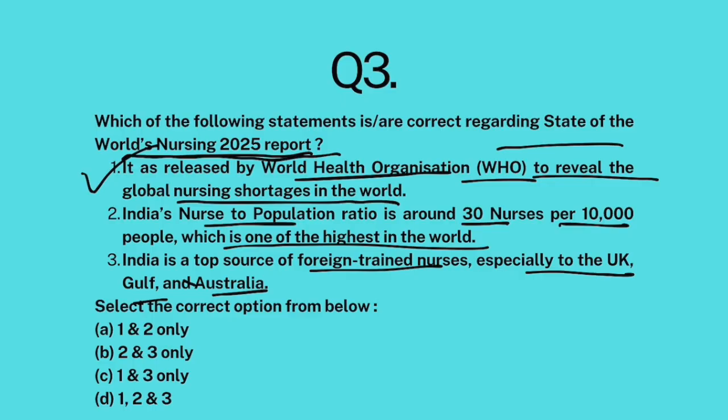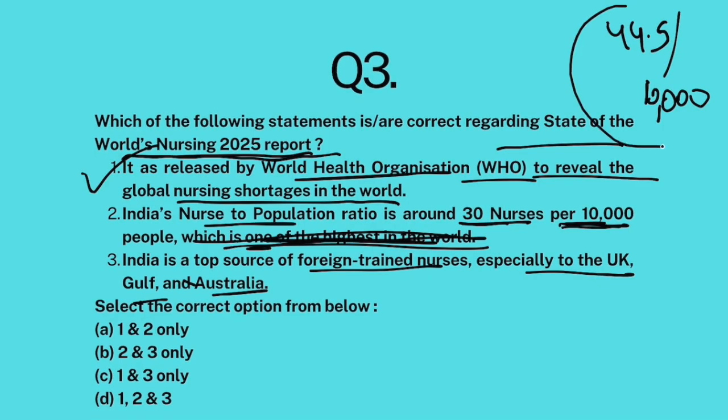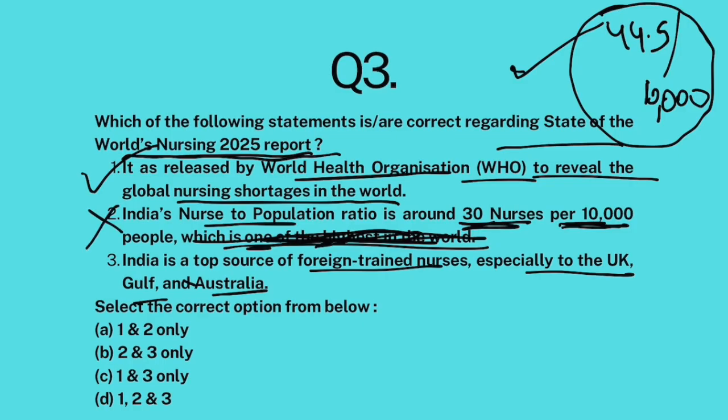Now, as far as India is concerned, India's nurse to population ratio is 30 nurses per 10,000. That is correct. But it is not one of the highest in the world. The highest is in Europe. In fact, WHO says that if your healthcare professional to population ratio is around 44.5 per 10,000, then it is ideal. So even WHO says that you need a healthcare professional to population ratio of this much. India has 30 nurses per 10,000 people, which is correct, but it is not the highest in the world. So this is false.